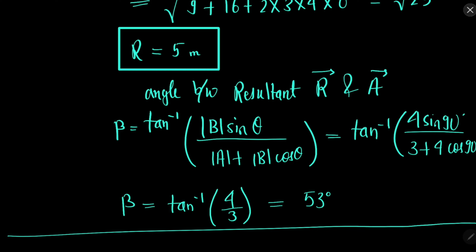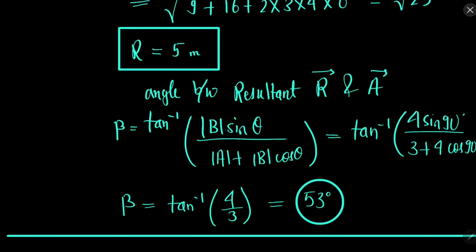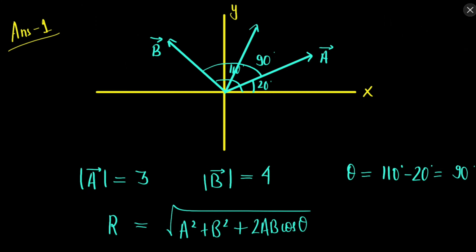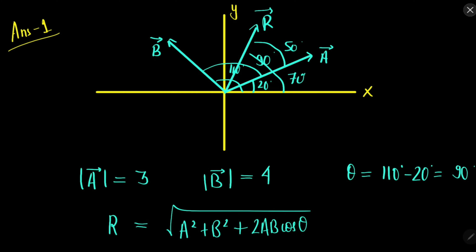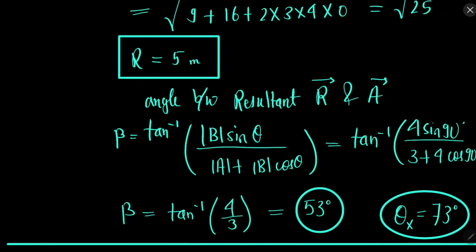So we have both the angle, that is the direction, and the magnitude. Now if this 53 degrees is from A, what will be the angle made by this resultant with the x-axis? This angle is 53, and the 20 degrees plus this, so the angle with the x-axis will be equal to 73 degrees. This is 53. So this is the solution of the first question.